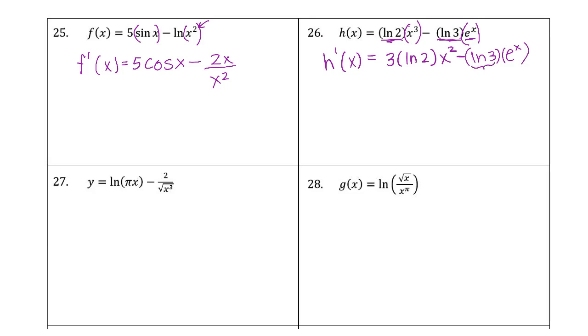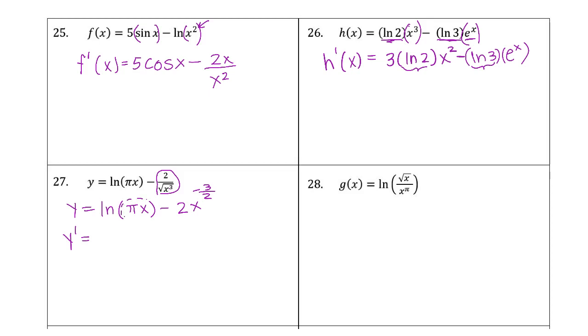Now, if we had a variable here, then this process would be a whole lot different, but since it's just natural log of 2 and 3, there's not much difference there. Now for 27, we do need to rewrite this portion. So we have y equals natural log pi x minus 2x to the negative 3/2. It's exponent over root. Now we're ready for the derivative.